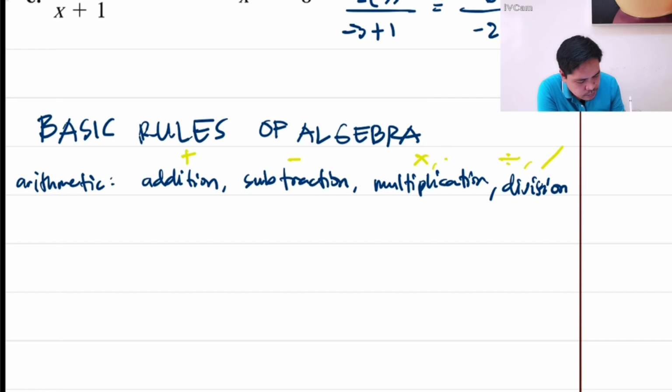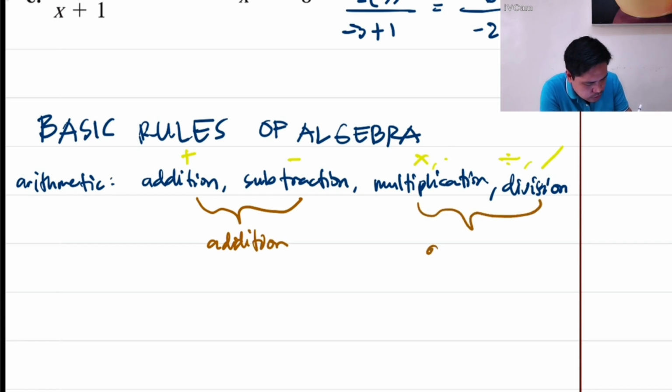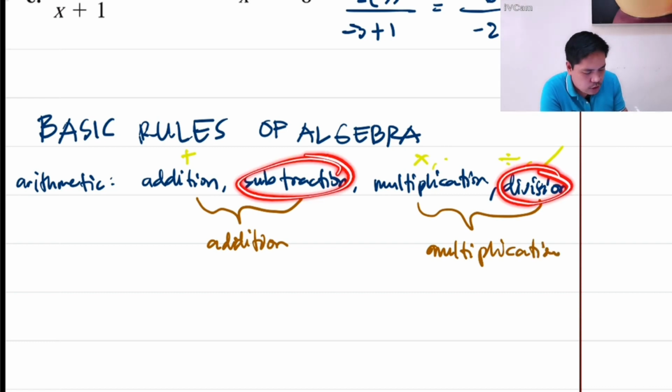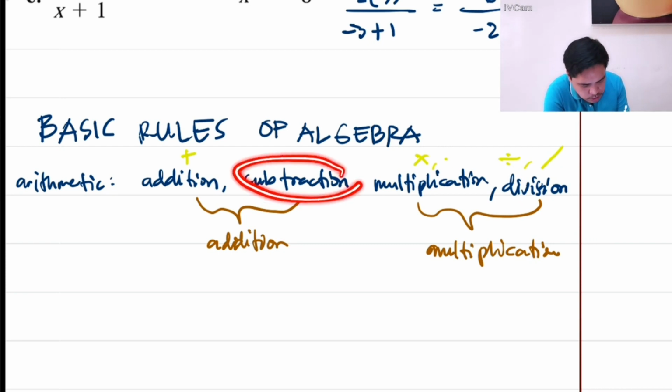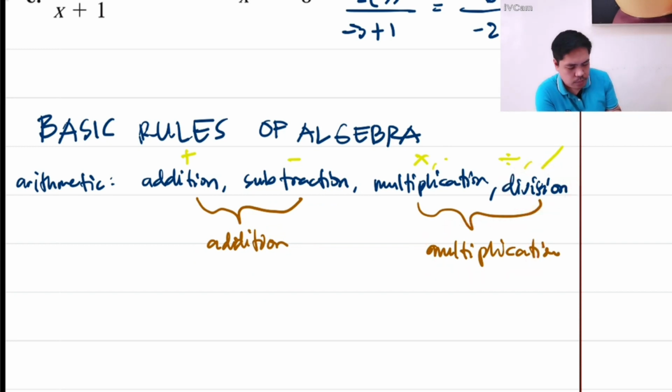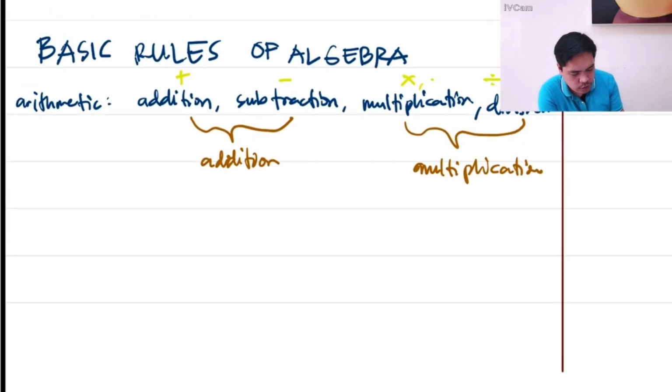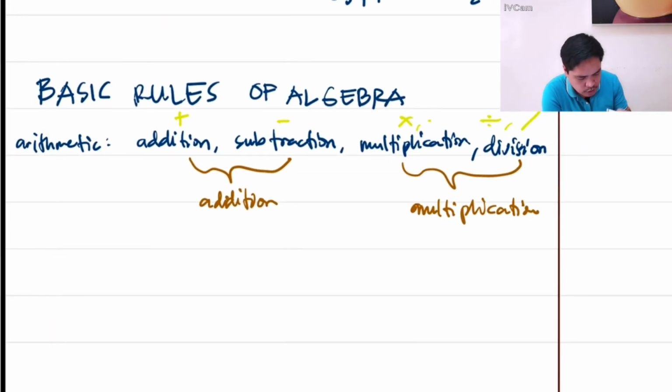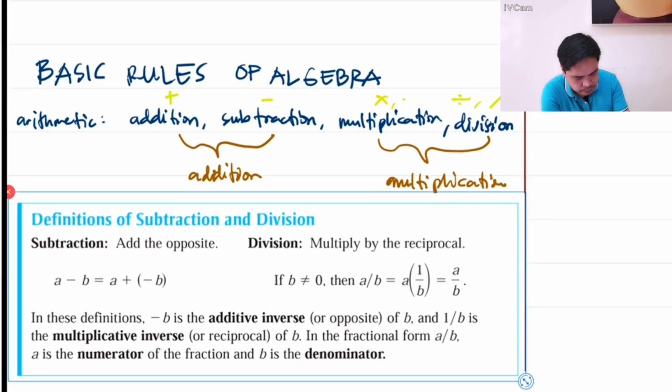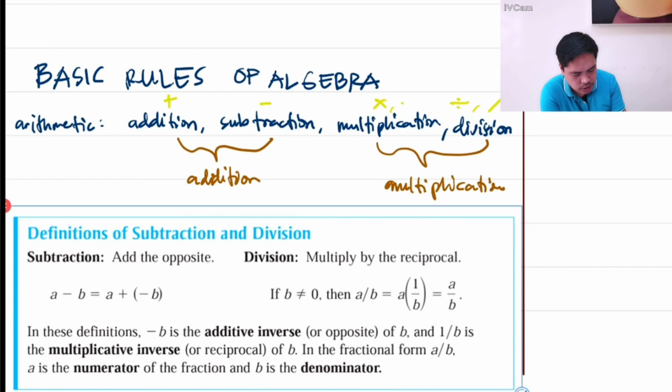But for algebra, it is actually divided into just two operations. The two operations for algebra are just addition and multiplication. And subtraction and division are just the inverses of these operations. So, subtraction is the inverse of addition, and division is the inverse of multiplication. So, that's all there is to it. Here are the formal definitions of subtraction and division.